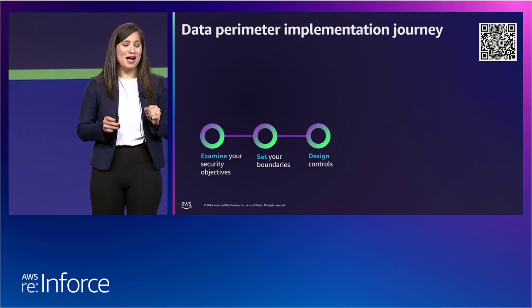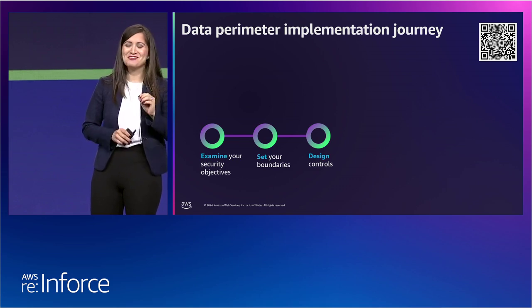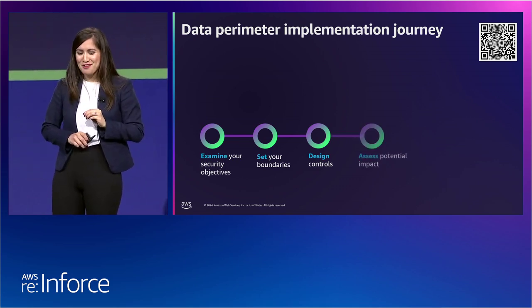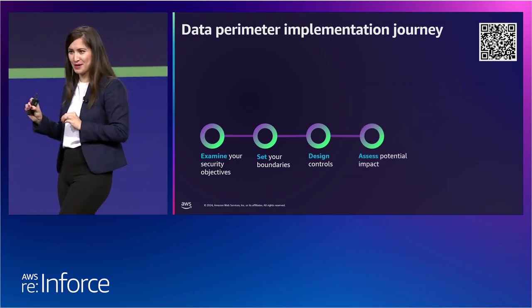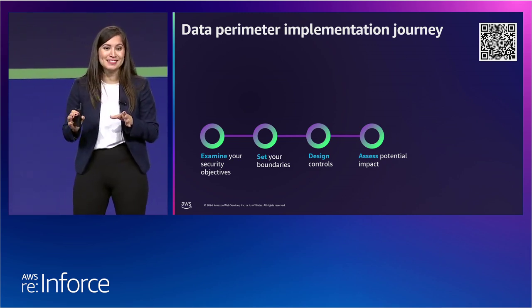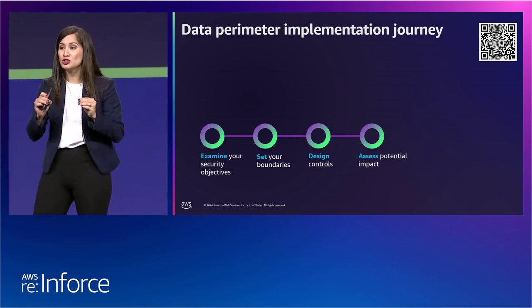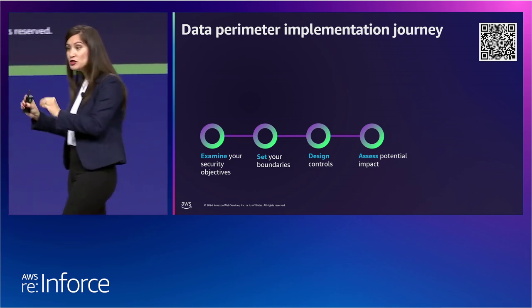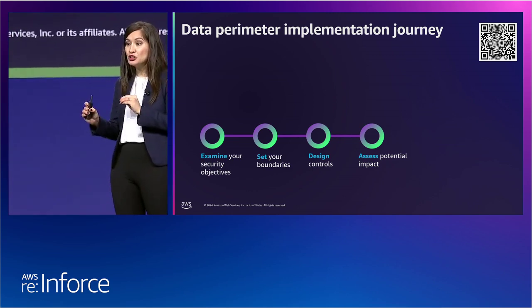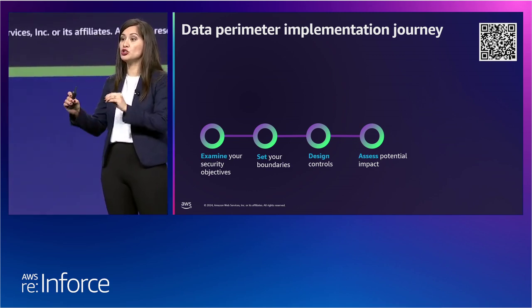Before you apply those controls to your environment, there is a very, very important step, which is to assess potential impact. You need to look at those policies and see what they are going to impact when you apply them to your environment. Are your current workloads going to continue to work?